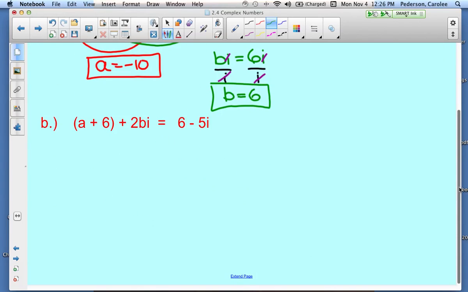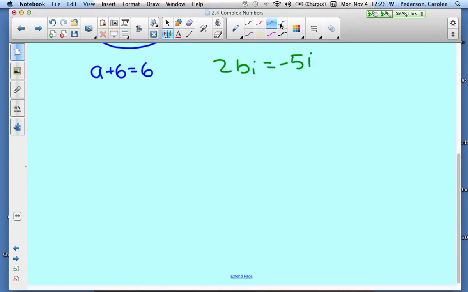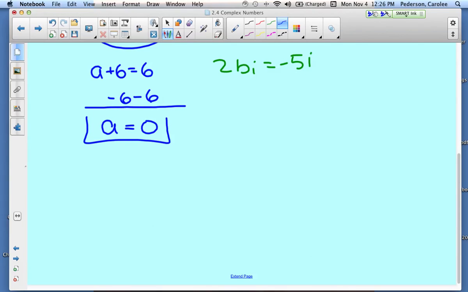Second example, a plus 6 plus 2bi. So I have my real part has to equal my real part. So a plus 6 equals 6. And then I have my imaginary part equals my imaginary part. 2bi equals negative 5i. And I solve each of those equations for their variable. So the blue equation, I want to solve it for a. So I'm going to subtract 6 from both sides, and I get a equals 0. Over here, I'm going to divide both sides by 2i. And the 2's cancel, the i's cancel. So b equals negative 5 halves.